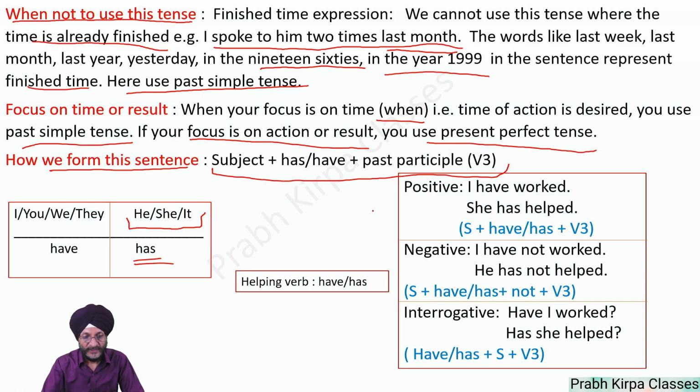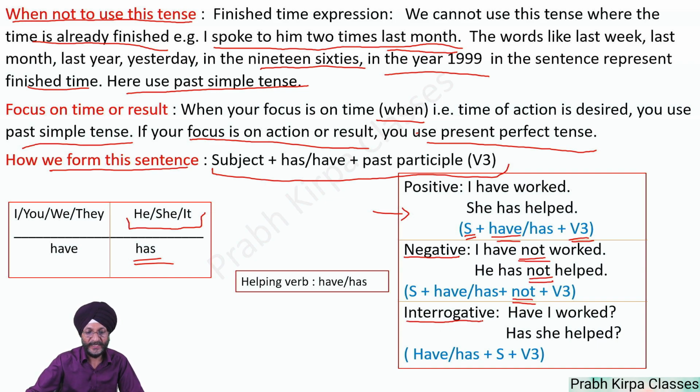So now we do the positive, negative and interrogative forms of this sentence. Here the formation is subject, then have or has, plus the third form of the verb: I have worked, she has helped. When we talk about the negative form of the sentence, then not is added in between have, has and the third form of the verb. So examples are: I have not worked, he has not helped.